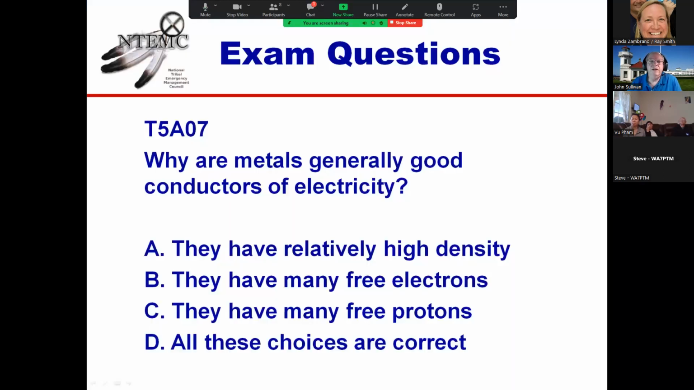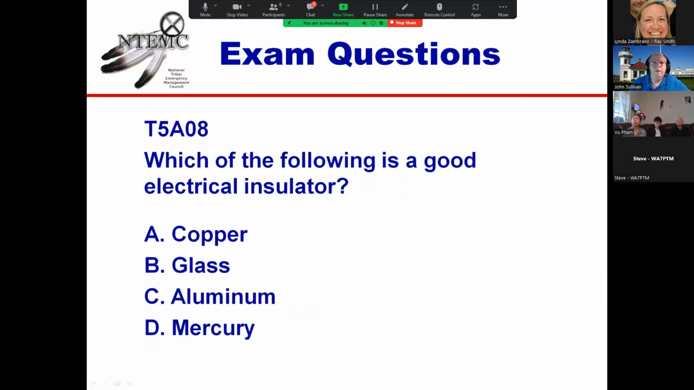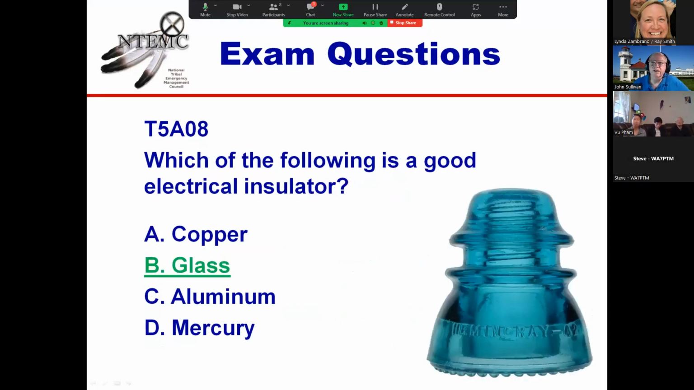All right, so let's take a look at our question pool here. Why are metals generally good conductors of electricity? Remember, we said that their valence electrons freely move from atom to atom, so they have many free electrons. That makes them a good conductor. Which of the following is a good electrical insulator, not a conductor? Remember, we said that good conductors are metals. The one thing there that's not a metal is glass, and glass is a good insulator.